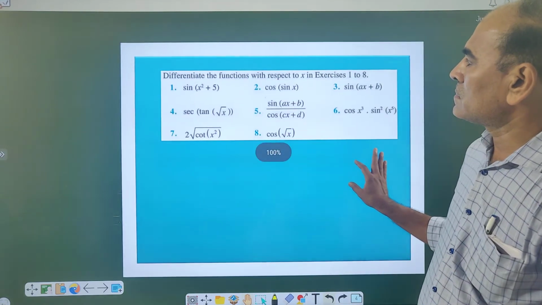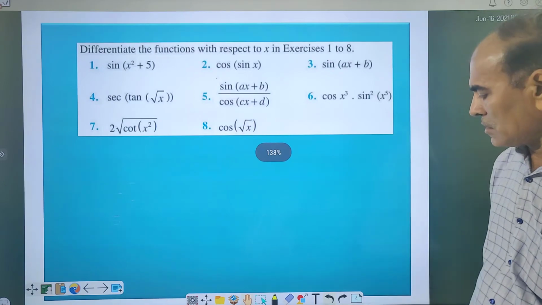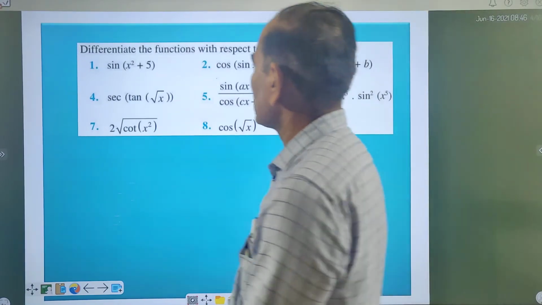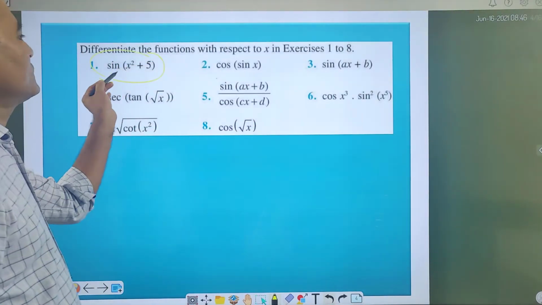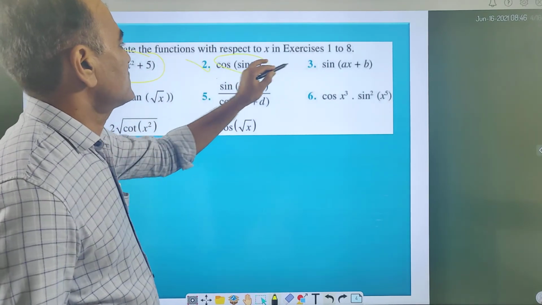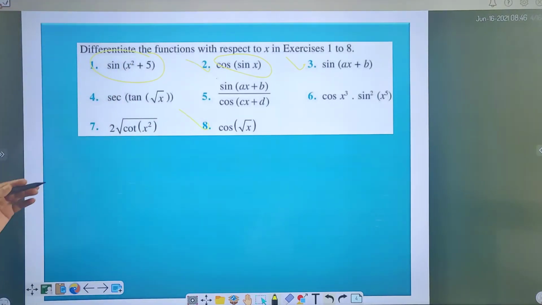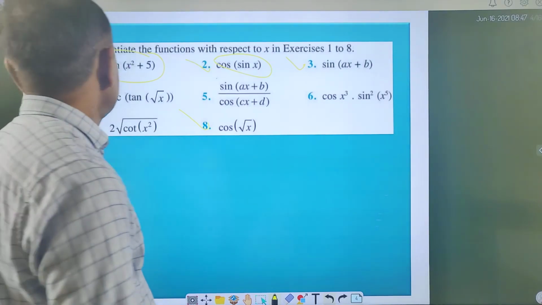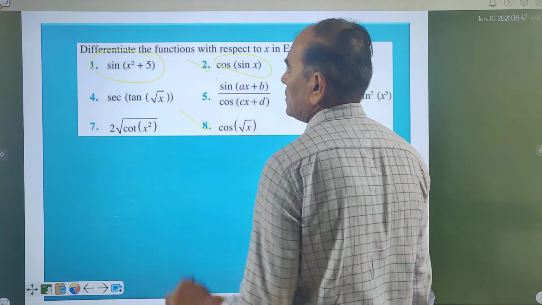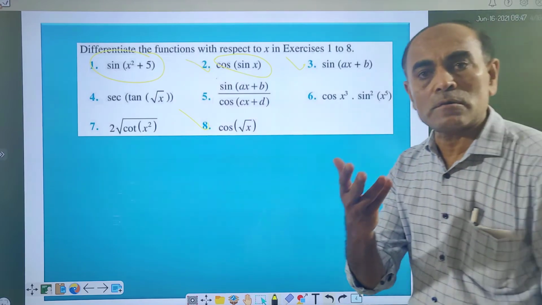Next, let us see. Differentiate the following functions with respect to x, from 1 to 8. Now see, the first one is sine of some function, cos of some function, cos of sine. First, second, third, and eighth one, let us leave these four sums for you, like the previous example. Let us see the fourth one. We can suppose that is equal to f of x, or in the same way we can suppose that is equal to y.